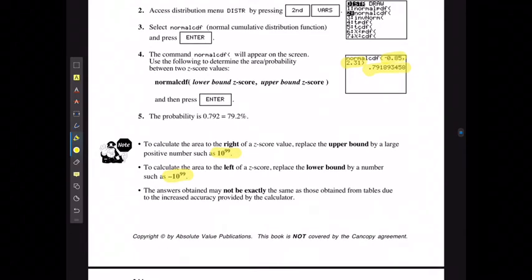Because your calculator is more precise, the answers obtained may not be exactly the same as those obtained from the table. It can be a little bit more accurate and go to further decimal places than the table does.